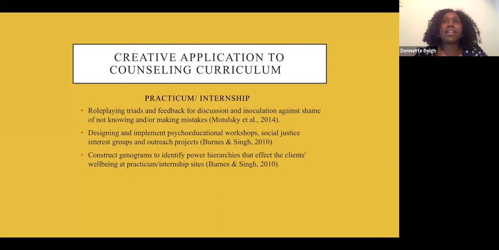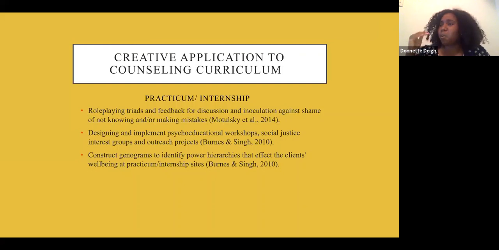It's really important that you get into the habit of constructing those genograms and seeing what things you see at your site that you don't want to repeat when you do decide to have your own practice or be a part of an agency. Identifying those power hierarchies that do affect your client's well-being, right, at your site, or even at the practicum site at school. I know it varies, but that's another helpful way to do that in your practicum and internship site. We use genograms for other things, like for family therapy and group therapy, maybe just multiculturalism for a job, but you can also use that in order to identify that power and oppression that you might see that your client is facing.